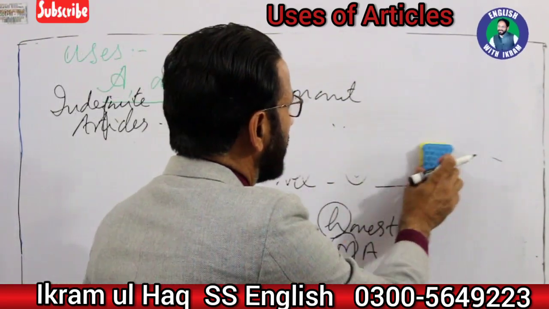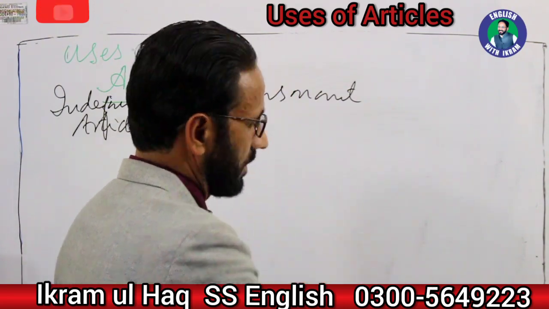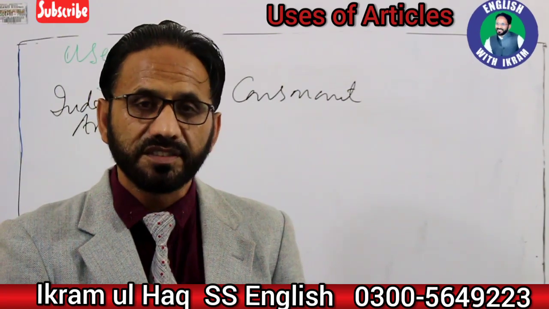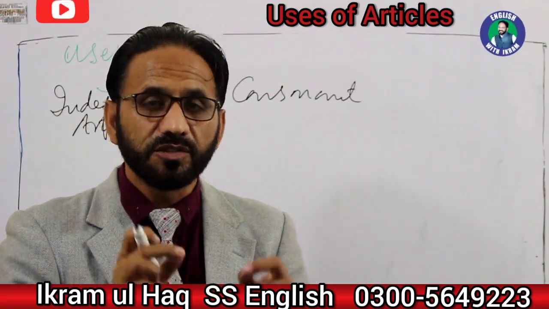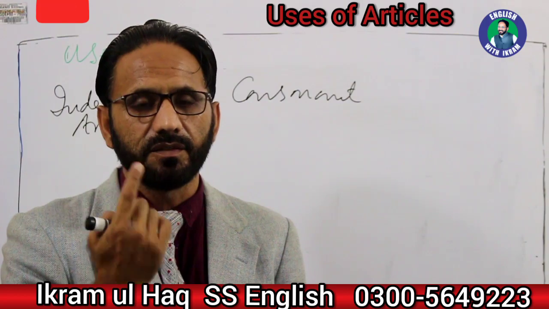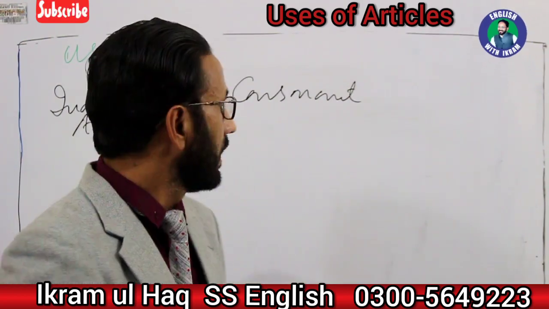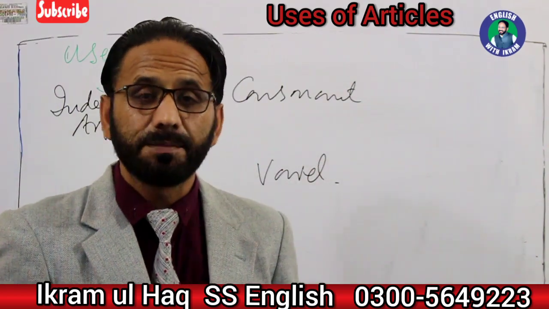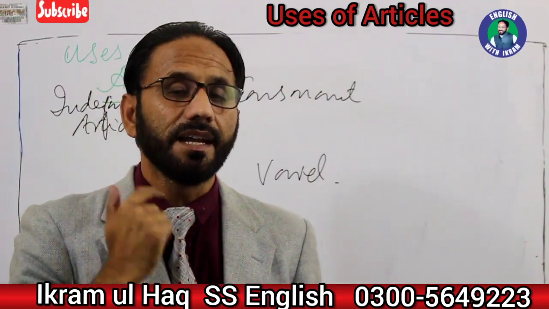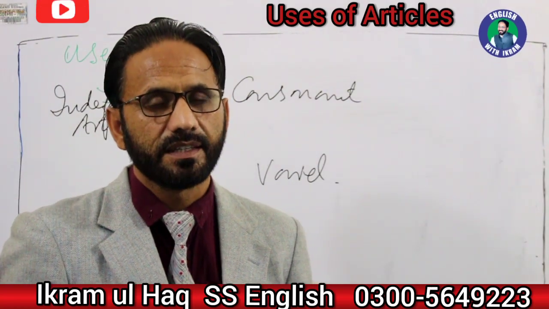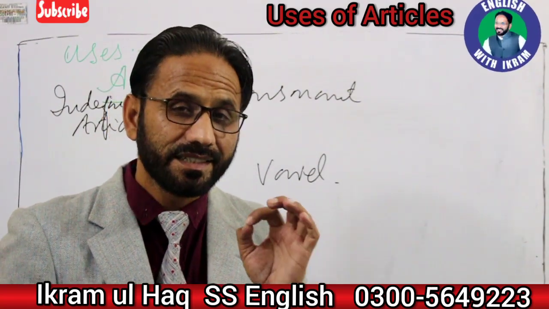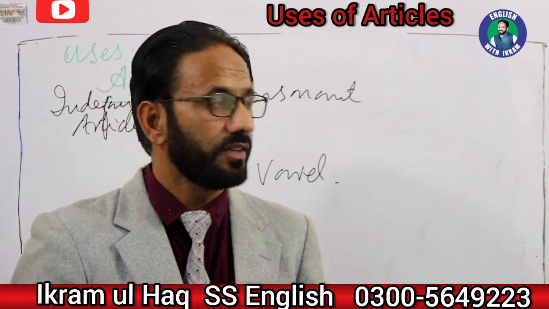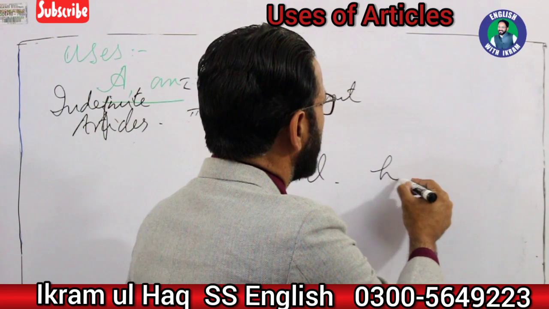Now I am going to explain it. As I have already explained, a consonant sound is a sound which is produced with some sort of blockage anywhere in your oral cavity or nasal cavity. And a vowel sound is a sound that is produced with an open passage, without any blockage anywhere in the oral or nasal cavity. That is called a vowel sound. We have to just determine which one is the initial sound of that particular word. For example, I have written the word honest.